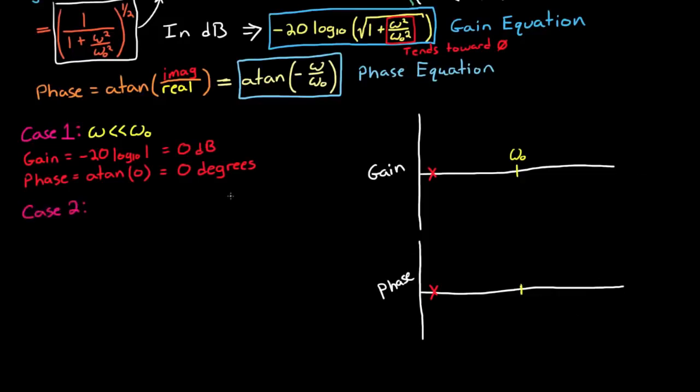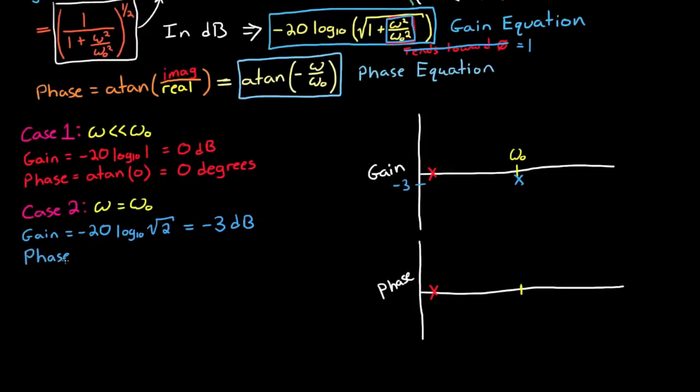The second case is when omega equals our break frequency omega naught. When that happens, omega squared over omega naught squared equals 1, and this thing ends up being the square root of 2. So our gain is equal to minus 20 log base 10 of the square root of 2, which is equal to minus 3 decibels. And we can estimate that point on our gain plot somewhere just below the break frequency. Now for phase, this is the arctangent of negative omega over omega naught, but those are equal, so it's just the arctangent of minus 1, which is minus 45 degrees.